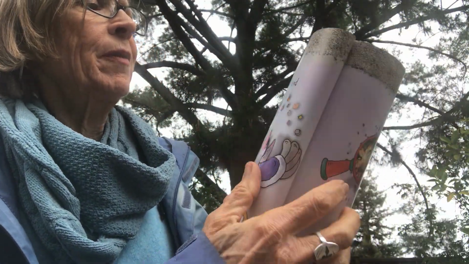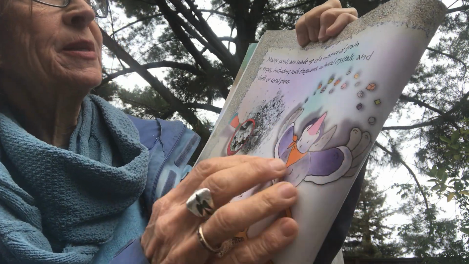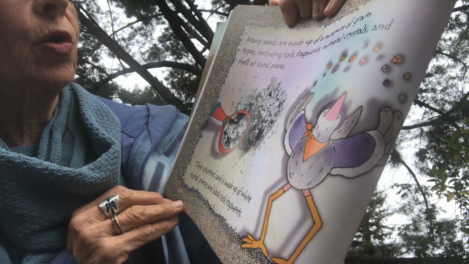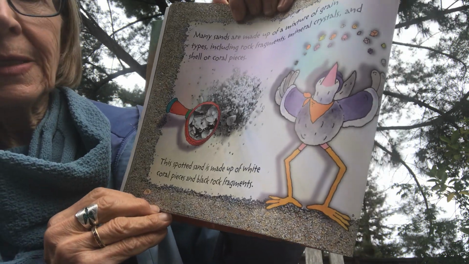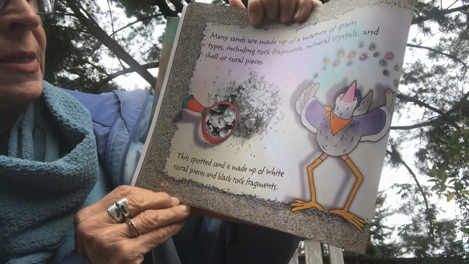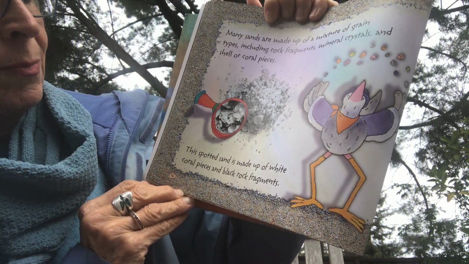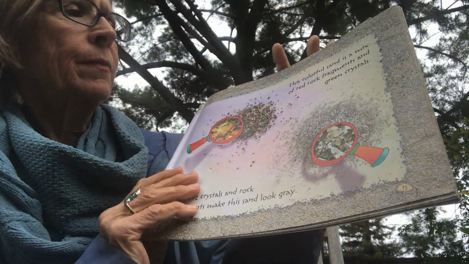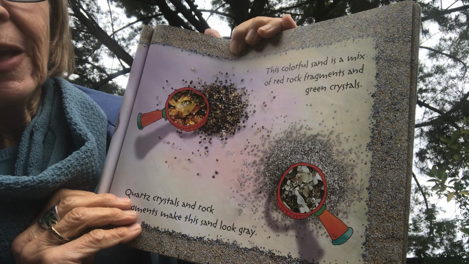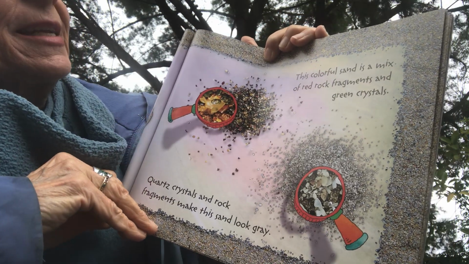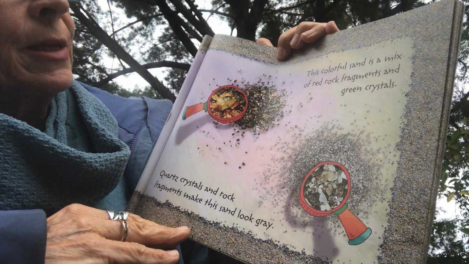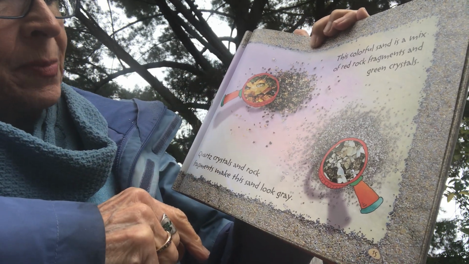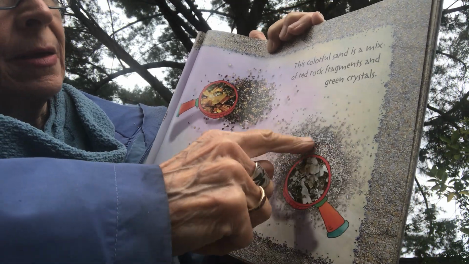Many sands are made up of a mixture of grain types, including rock fragments, minerals, crystals, and shells or coral pieces. This spotted sand is made up of white coral pieces and black rock fragments. Hi, Froggy. This colorful sand is a mix of red rock fragments and green crystals. Quartz crystals and rock fragments make this sand look gray.